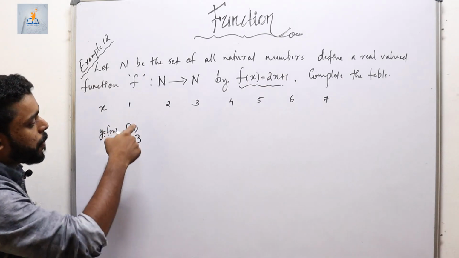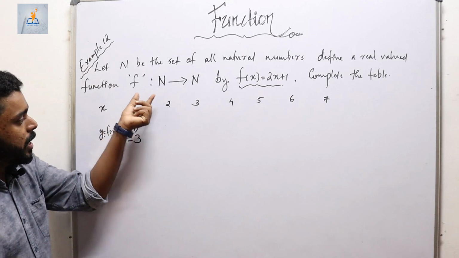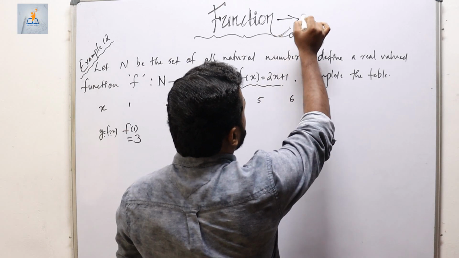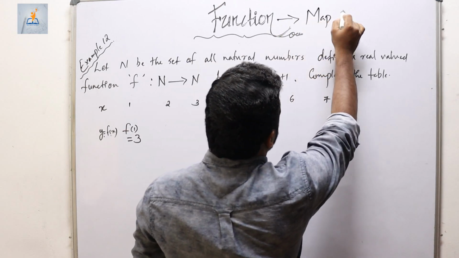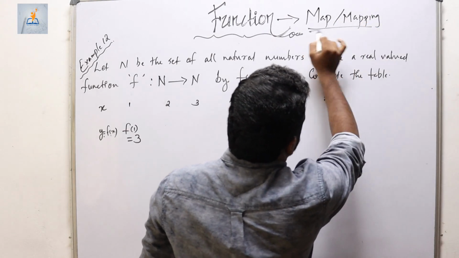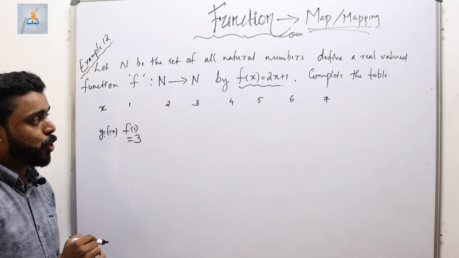See, 1 is mapped to a new number. Whenever the input value 1 is mapped to a new number, that is why we call a function a map or mapping. So why is the function called a map or mapping? Because it maps the input value to a new output value.